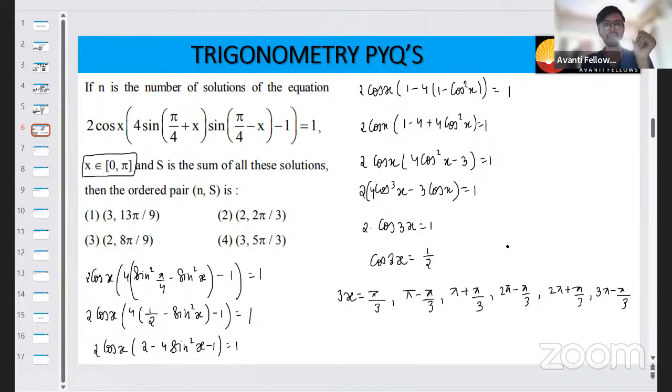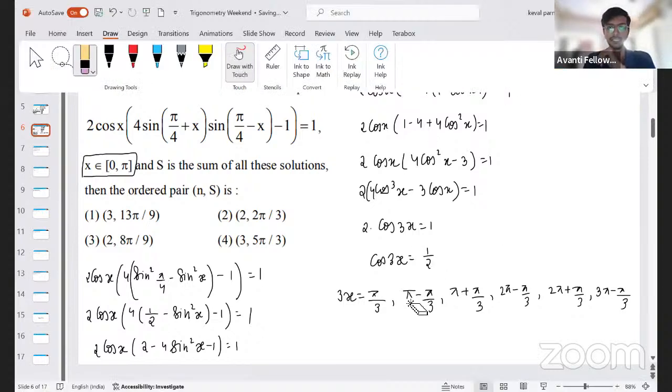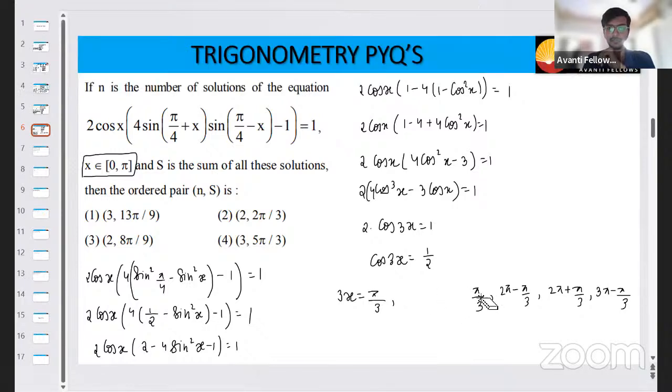First quadrant, pi minus pi by 3, second quadrant. बट अपने को तो पॉजिटिव चाहिए तो ये नहीं आएगा. थर्ड क्वाड्रेंट में ये भी नहीं आएगा. We'll get fourth quadrant positive, first quadrant and second quadrant मतलब ये भी नहीं है. So these are our answers.